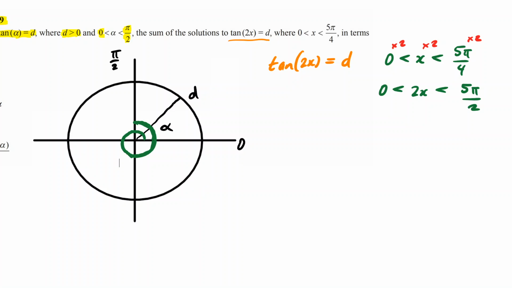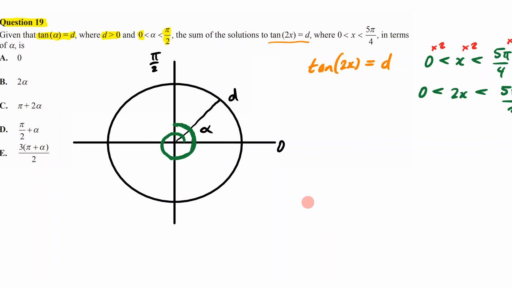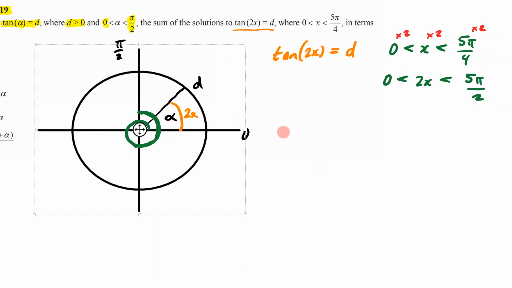Okay, what's the next thing I'm going to do? Well, as you can see here, I have tan of 2x equals d, and here I have tan of alpha equals d. And because my domain of this one includes this area, it must mean that this alpha here is 2x. So in other words, I could draw this another way. I could say that this angle right here, it's alpha, and it's 2x. That's not an x, it's 2x. They're the same. In order for them both to give me an output of d, they must be the same. So I would come over here and I would say 2x is equal to alpha.